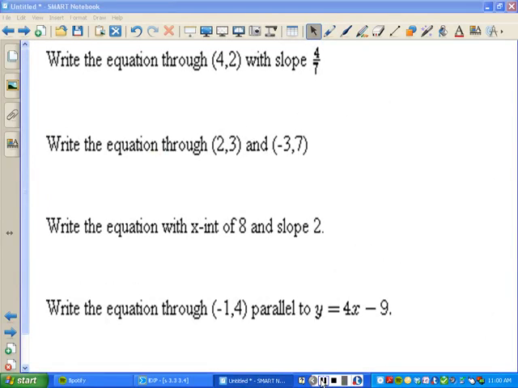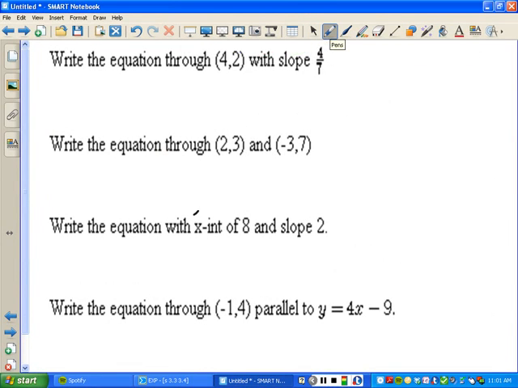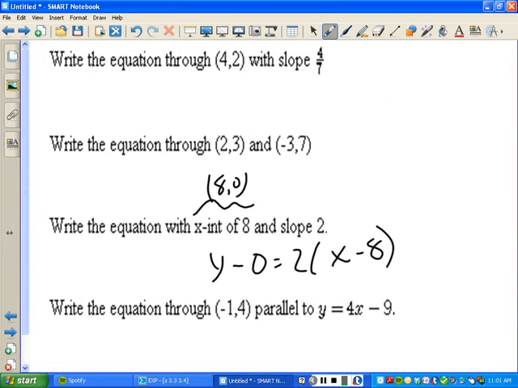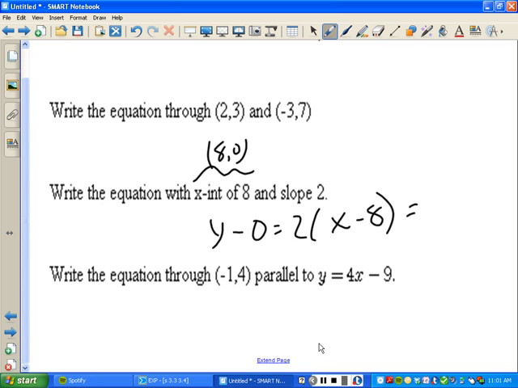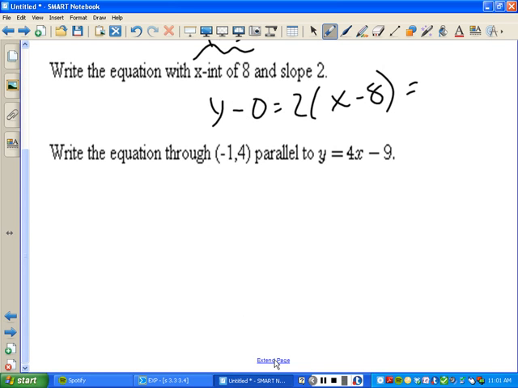All right, write the equation. The x-intercept is 8, slope is 2. Now, x-intercept of 8, just so everybody knows, that ordered pair is 8, 0. A lot of people will forget that, because they don't really think of the x-intercept as being an ordered pair. That's an ordered pair. It's 8, 0. So y minus 0 equals m times x minus 8. I apologize. Now, the 2 will distribute, and you'll get y equals 2x minus 16. That's actually pretty straightforward.